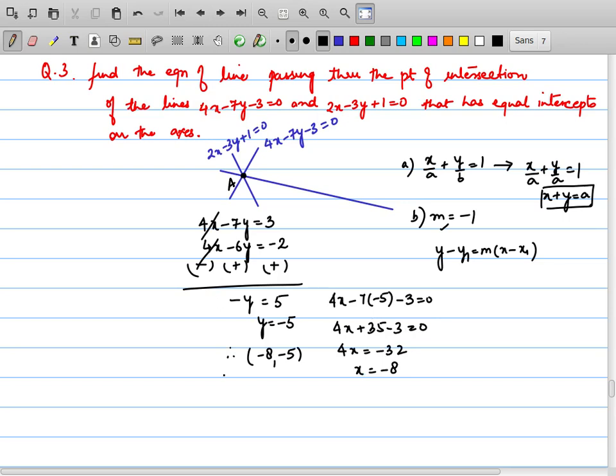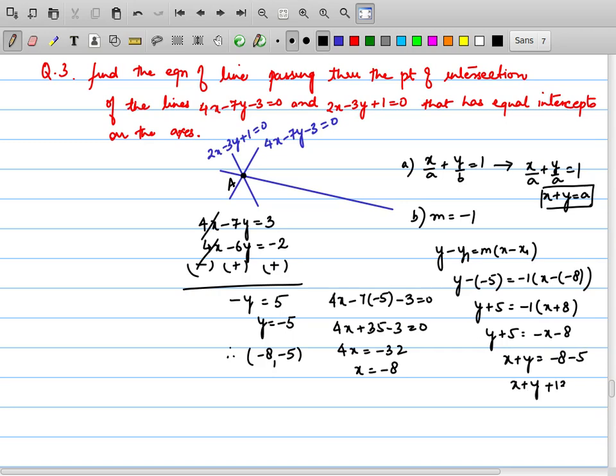Now we can apply any of the approaches. We know that if a line makes equal intercepts, the slope of the line is minus 1. So we can find the equation using the one point form. Y minus (minus 5) equals minus 1 times x minus (minus 8). Y plus 5 is minus 1 times x plus 8. So y plus 5 is minus x minus 8. X plus y is minus 8 minus 5, or x plus y plus 13 equals 0. This is our required equation.